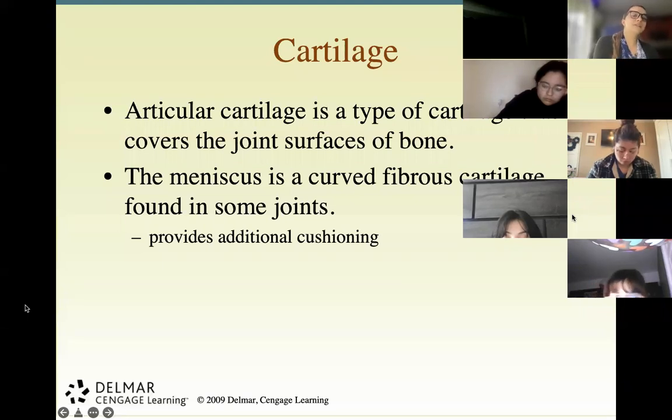Some types of cartilage: we have articular cartilage, which is a type of cartilage found covering different joint surfaces of the bone. Think of the meniscus. Guys, what is the meniscus? What do you guys think that is? There's a really simple term for it, which is what I said earlier.